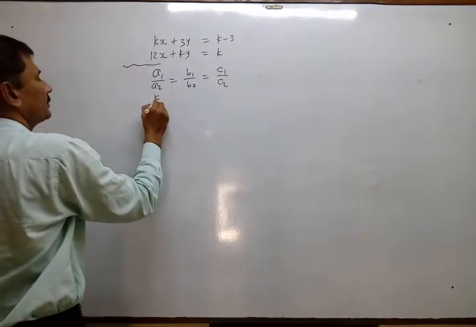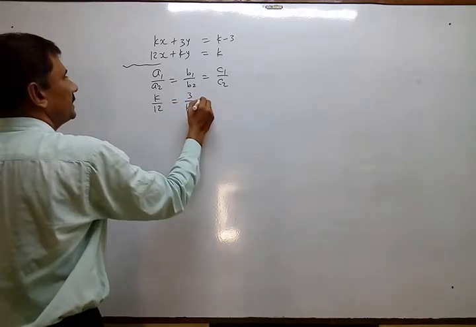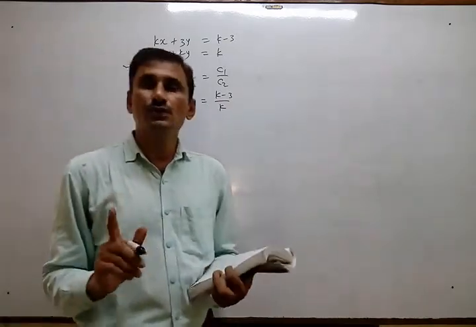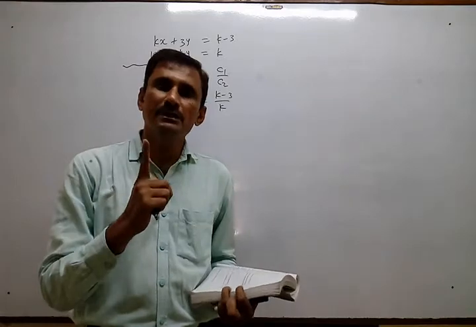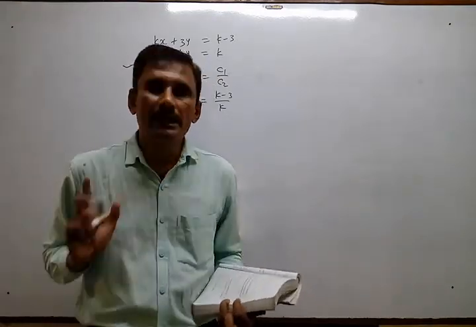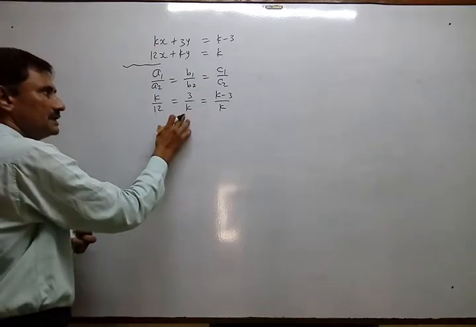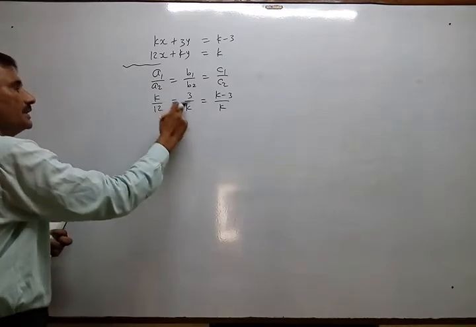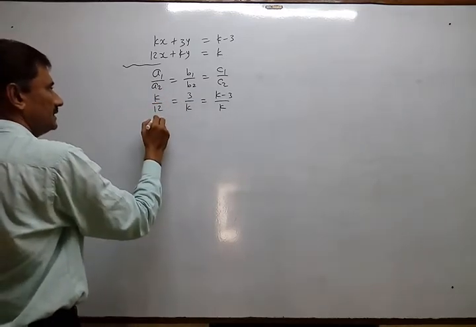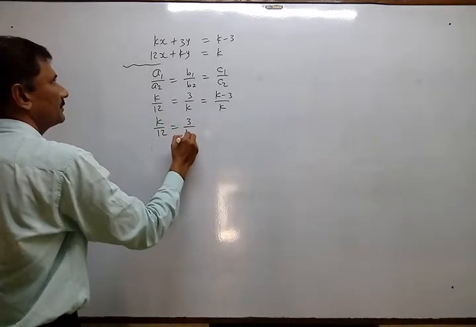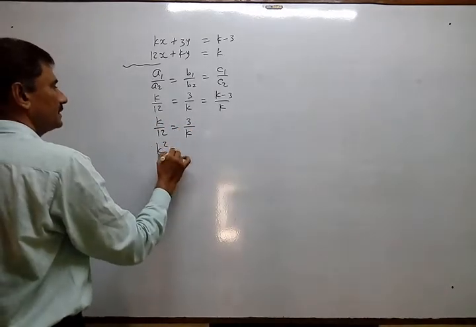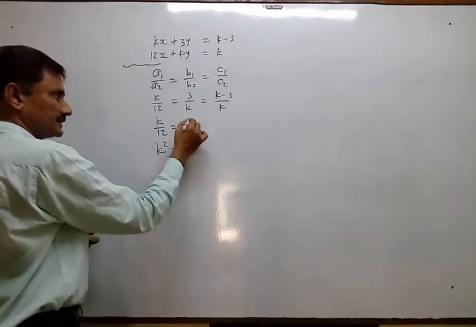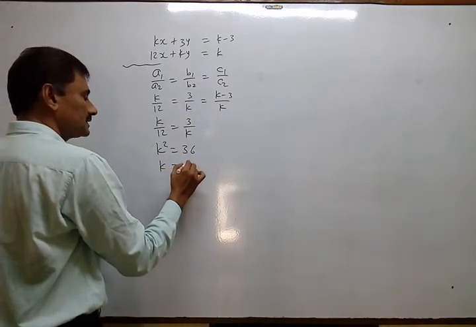Now write down the values: k upon 12 is equal to 3 upon k is equal to k minus 3 upon k. Only one variable is there, so no need to compare all; any one comparison directly gives us the value of k. Because if one variable is there, one equation or one comparison is needed. So I just compare the first one. k upon 12 is equal to 3 upon k. So obviously k square equals 36, just cross multiply.